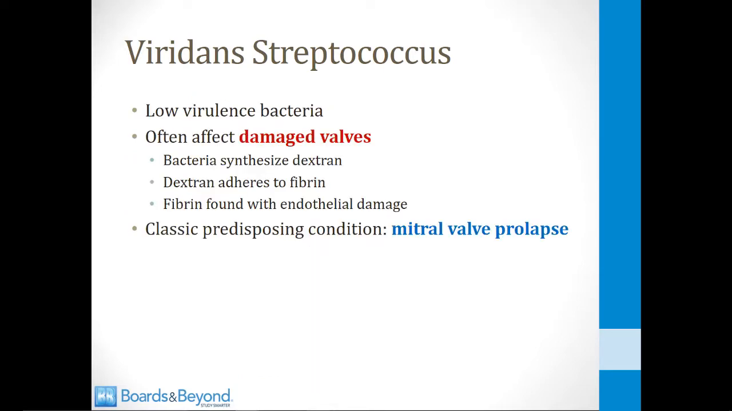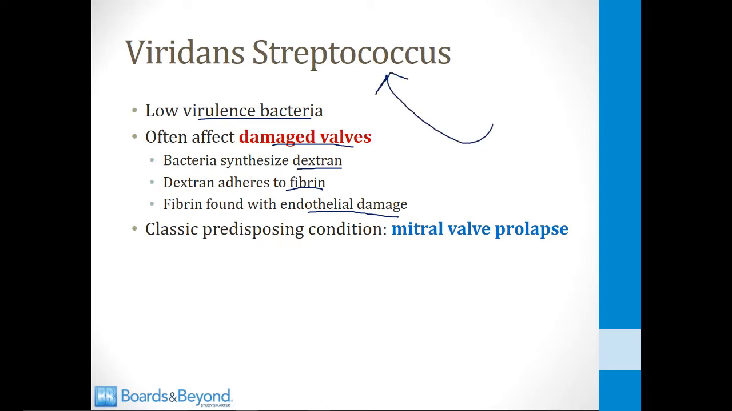Now, Viridans strep is a low virulence group of bacteria, and for this reason, they usually do not infect normal heart valves, but they do affect damaged heart valves. The reason for this is that these bacteria synthesize something known as dextrans, and dextran can adhere to fibrin, but you need fibrin present on the valve, and fibrin is often found on valves where there's endothelial damage. So damaged valves are the classic type of valve to become infected with this group of bacteria.